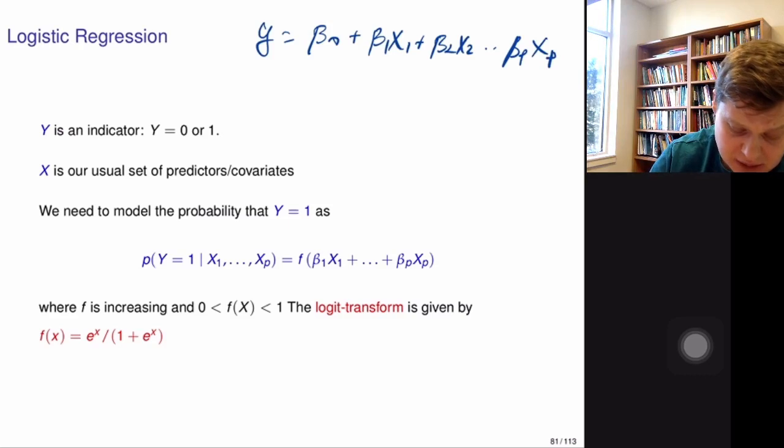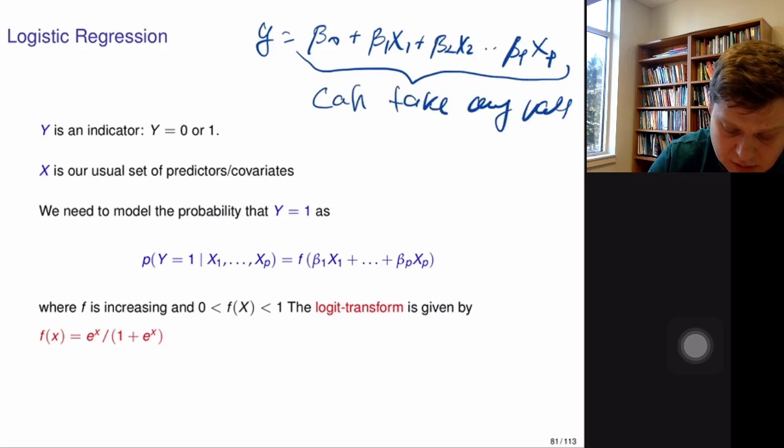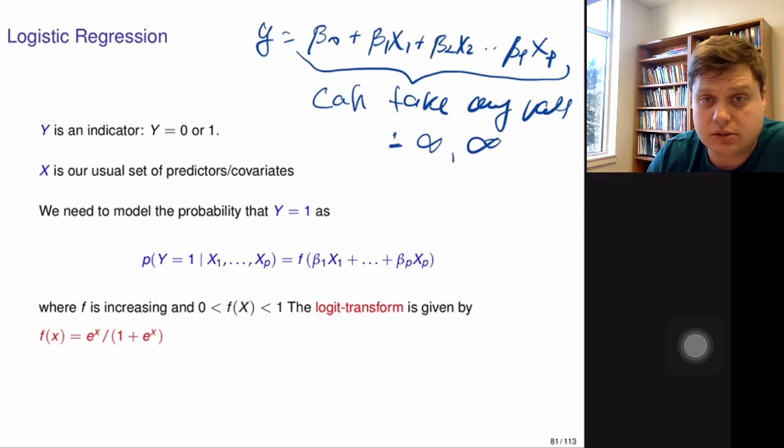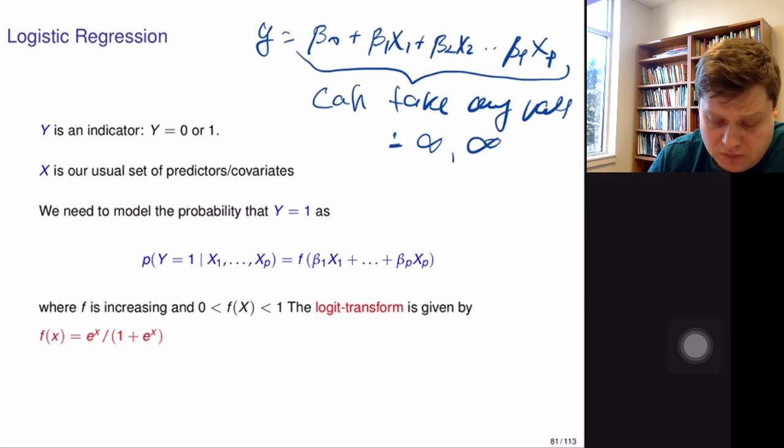One problem with this model is that what you have here on the right hand side, this part, can take any values from minus infinity to infinity. Any large negative number, any large positive number, or 0. So it doesn't really help us to interpret the output of this linear equation. Probability has to be between 0 and 1.